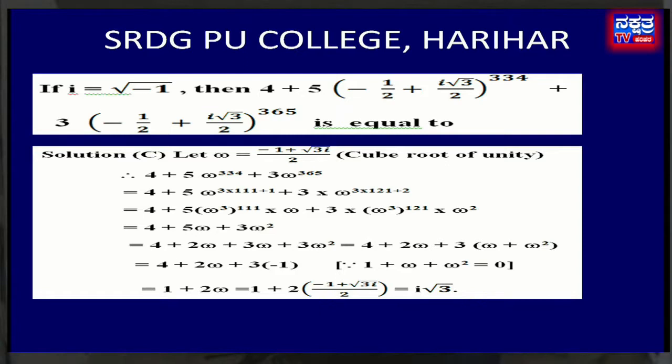Yes, 1 plus 2 omega, the answer we got. That omega he substituted, 1 plus 2 into minus 1 plus root 3 I by 2. Then we are getting the final answer I root 3. Final answer is I root 3.